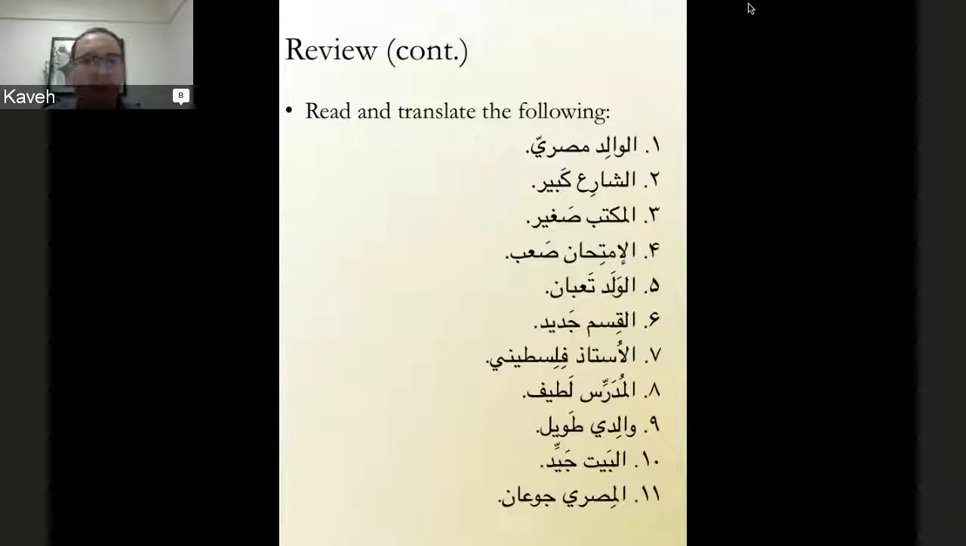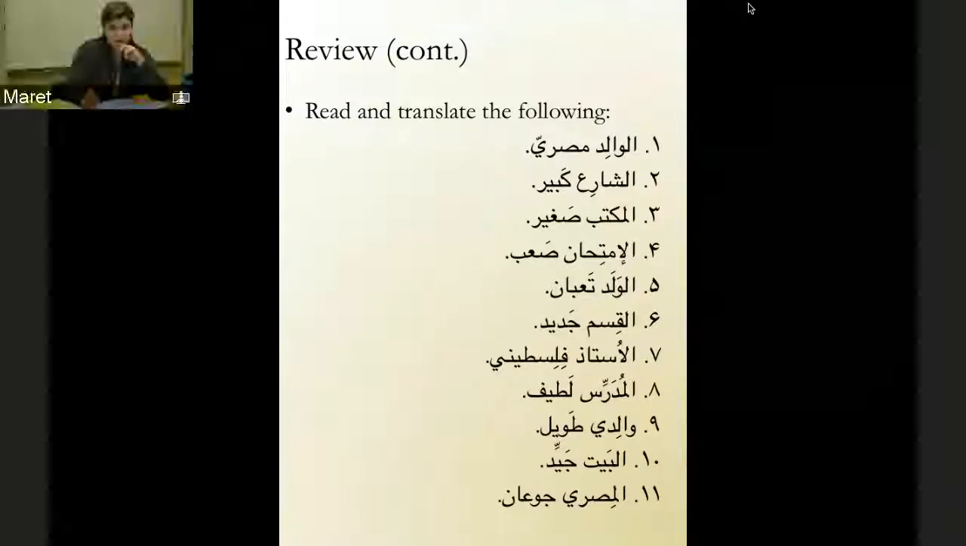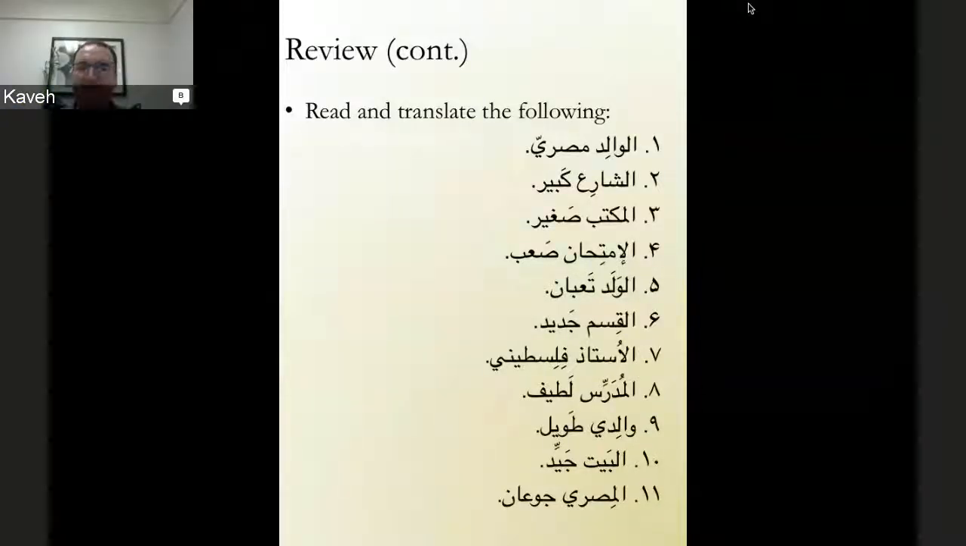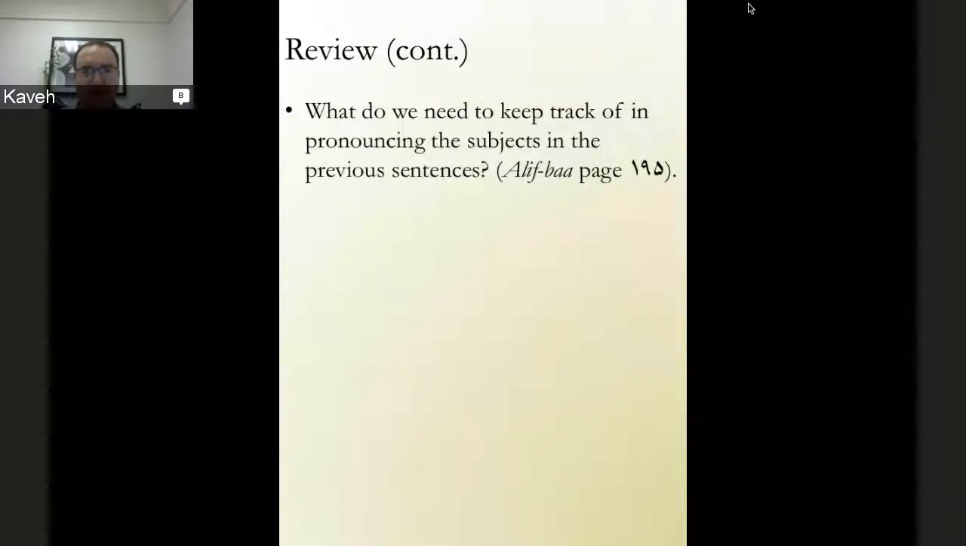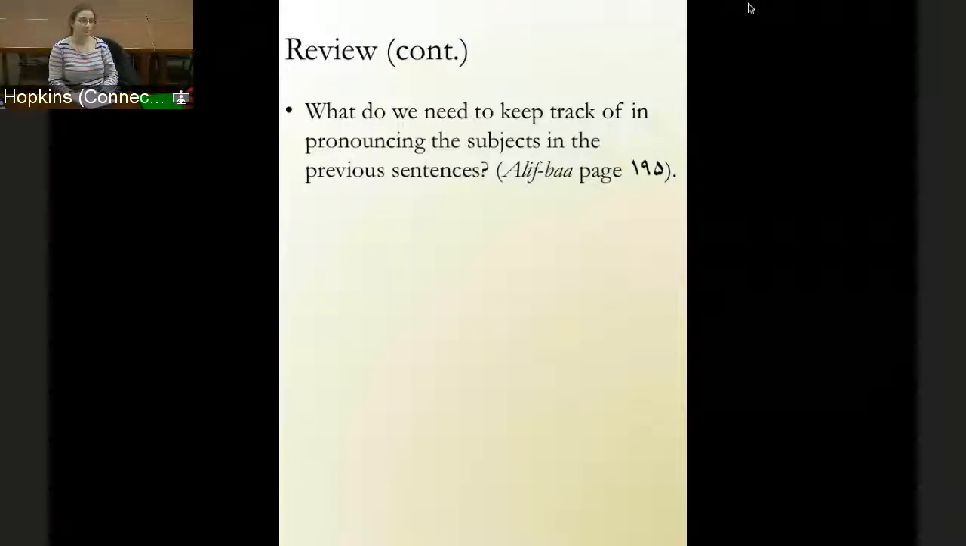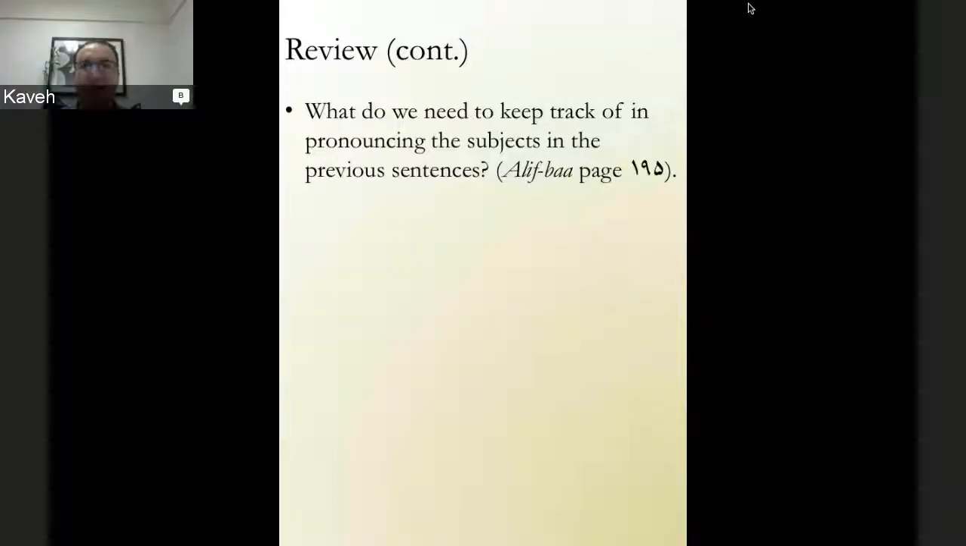How would you say American? Amriki or Amrikiya? Amriki, Amrikiya. Very nice. Amriki, Amrikiya. All right. So we did that. We're going to skip that last bullet. We're going to go to the next page.